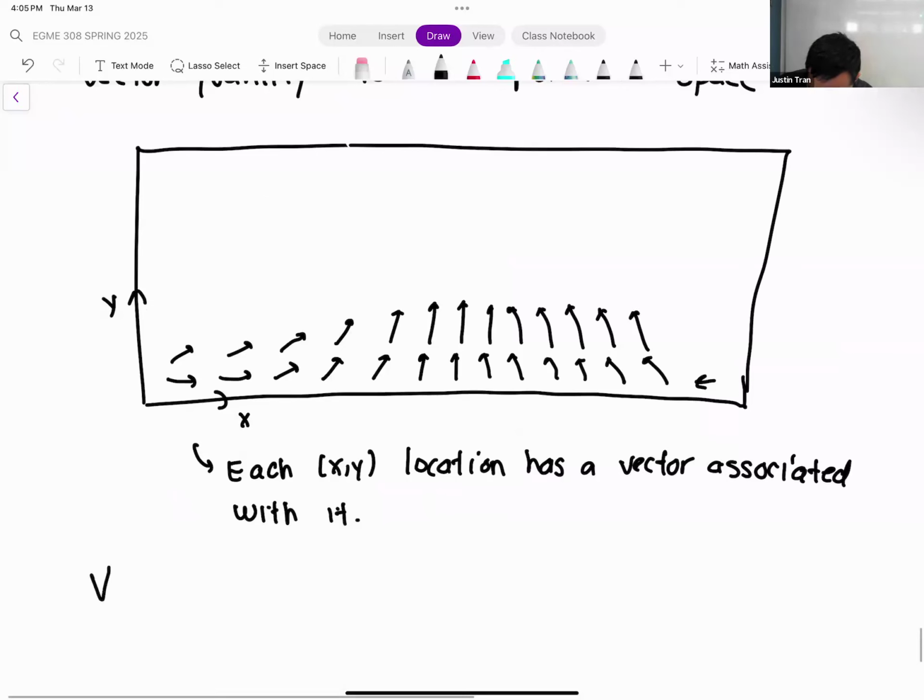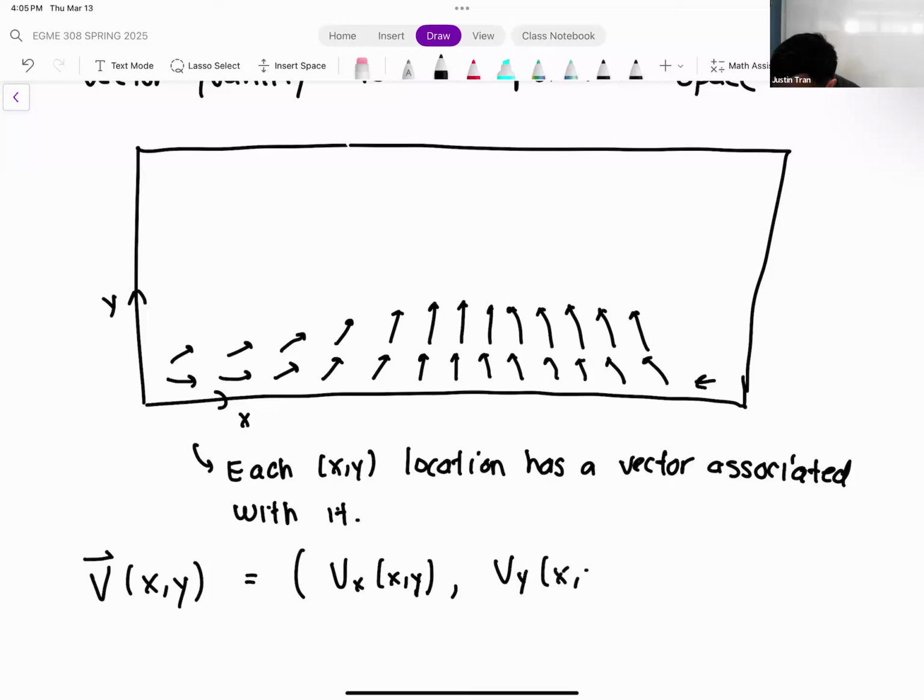Right, so mathematically, the way that we represent this is that we usually give it the symbol V with an arrow on top for vector field. In this case, this vector field is a function of X and Y. Each vector function V has both an X component and a Y component, and each of those components are functions of X and Y. So it usually looks something like this: Vx of X comma Y, and Vy of X comma Y. So that's what it means to be a vector field.